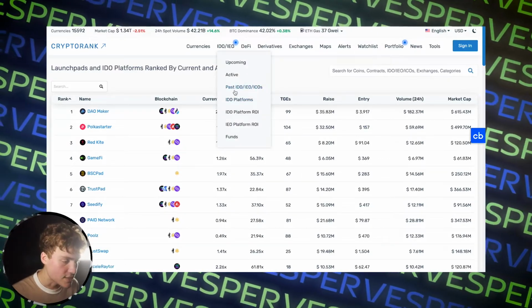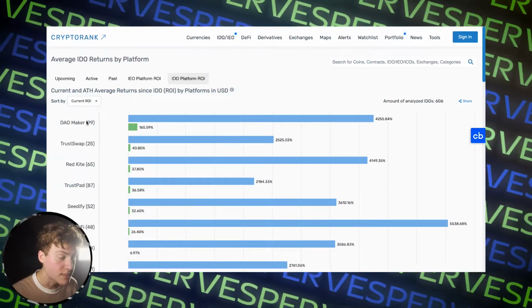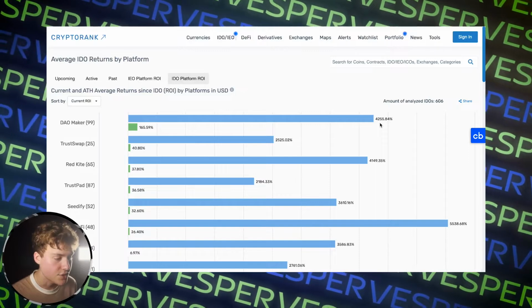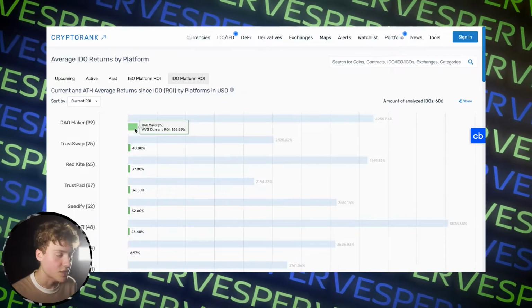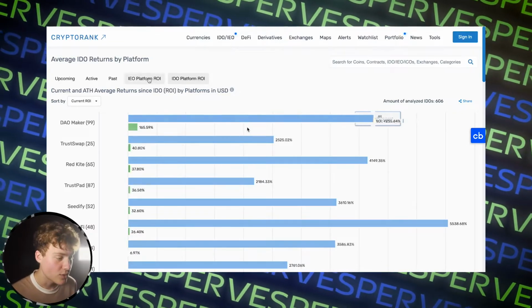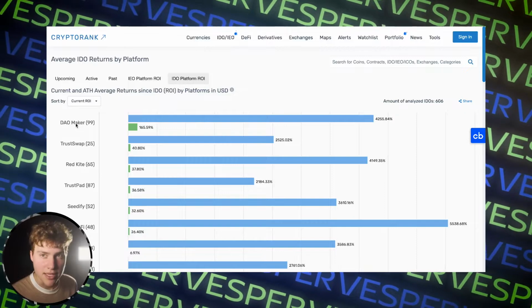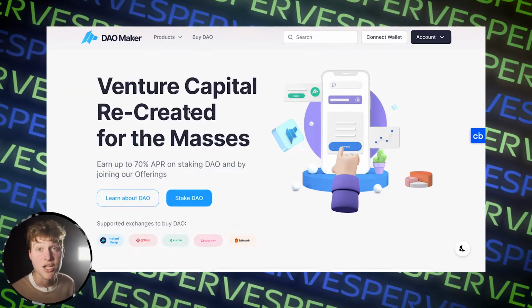For example, I can get to IDO platforms ROI, and here you can see DaoMaker gives the biggest returns. The average all-time high for the projects is like 42x, and average current ROI is 1.6x, which is quite good as well. DaoMaker is certainly the best one.